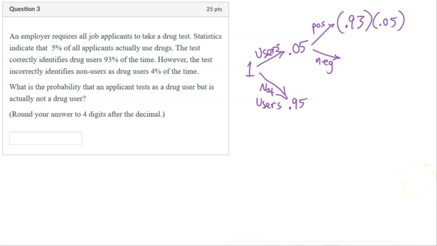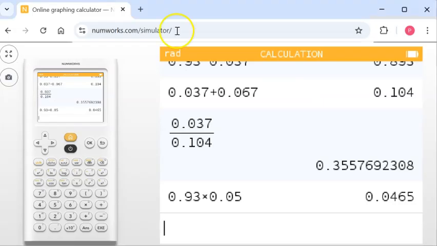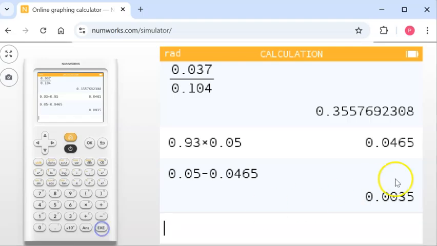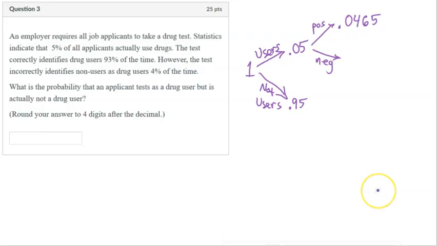So I'm going to erase here, and I'm going to put 0.0465. Okay, and then I have to do 0.05 minus 0.0465. That gives me 0.0035. If we add these two together, we get 0.05. Now I'm going to do the non-users.